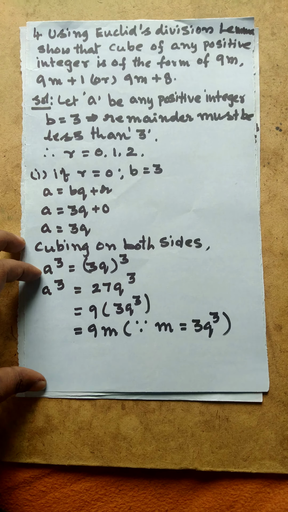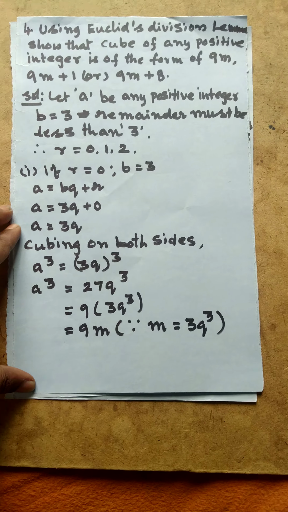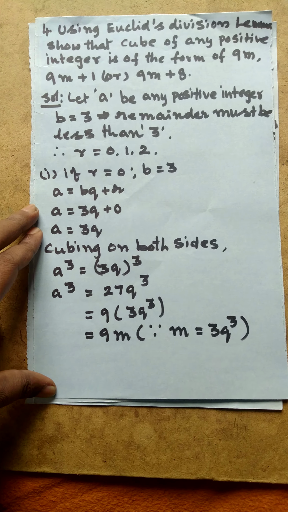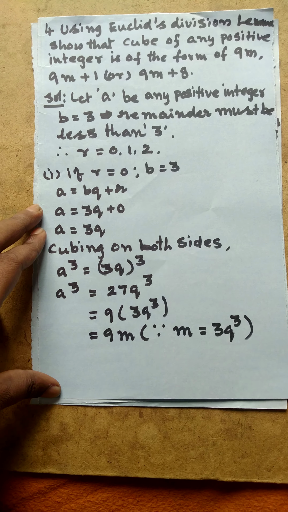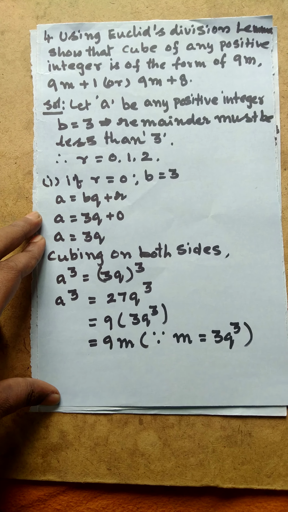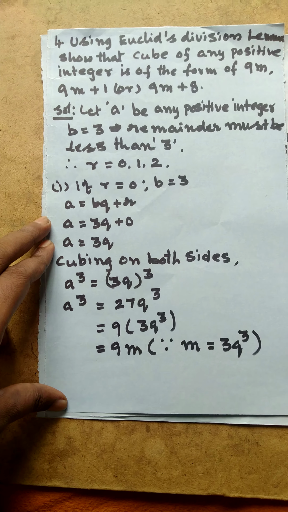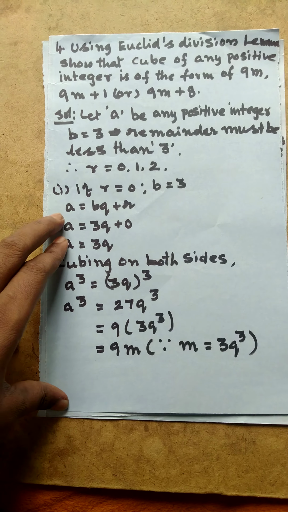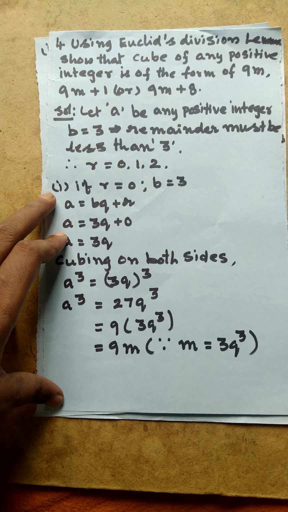10th class mathematics, first chapter, real numbers. In the real numbers first chapter, exercise 1.1, the fourth question is: using Euclid division lemma, show that the cube of any positive integer is of the form 9m, 9m plus 1, or 9m plus 8.